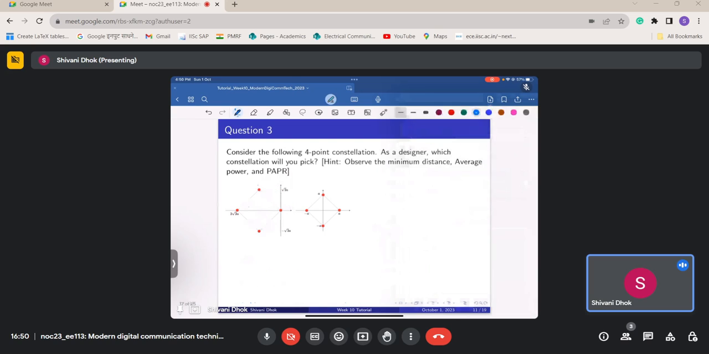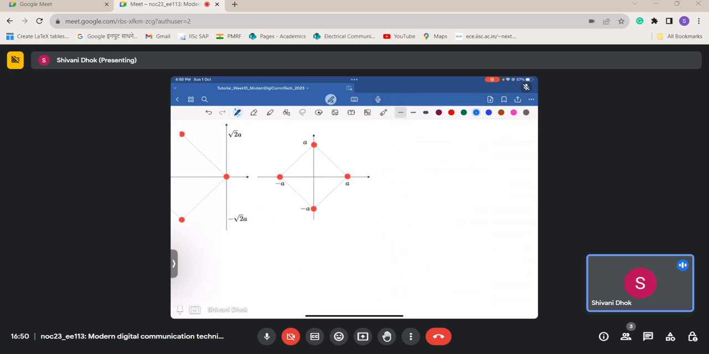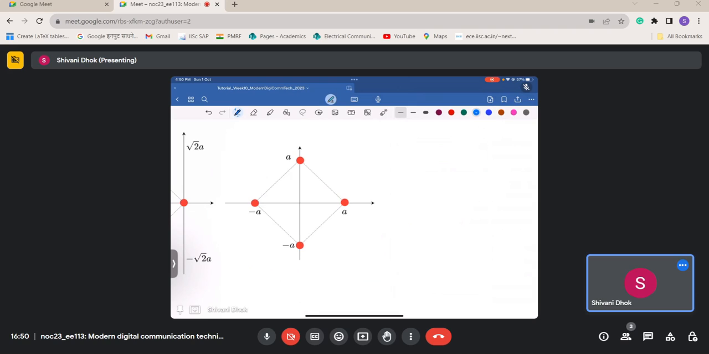Now let us do a similar thing for the second constellation. So for this figure 2, our second constellation, this point is a comma 0, this point is 0 comma a, this point is minus a comma 0, this point is 0 comma minus a.